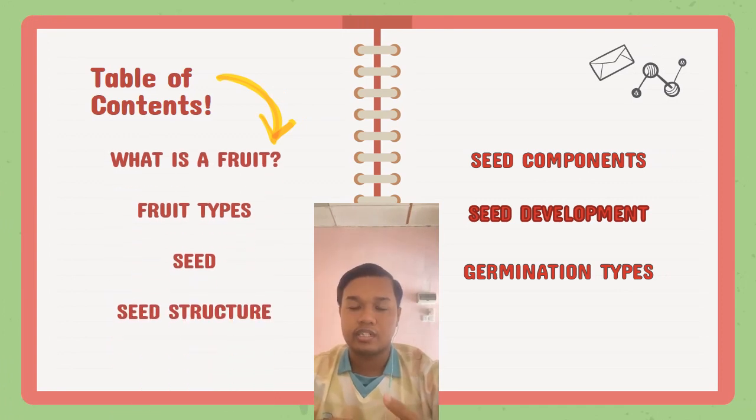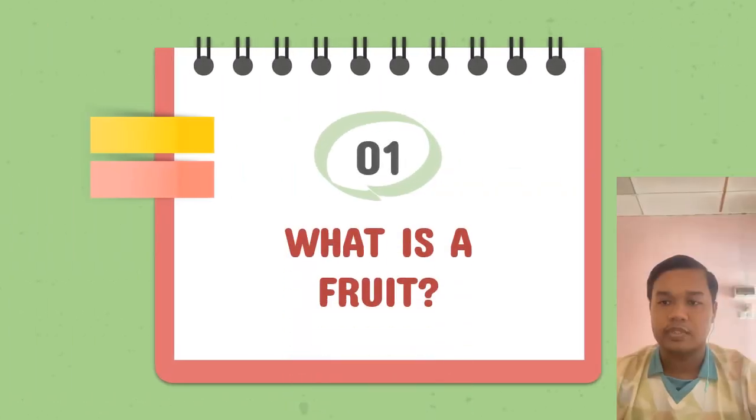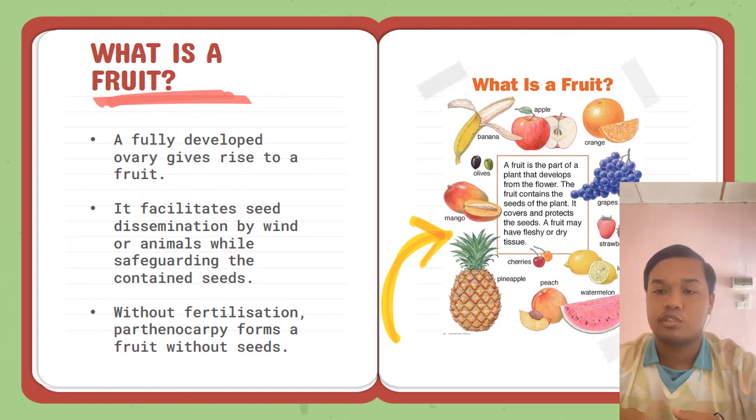Okay, so here are the contents that I'm going to present today, which is what is a fruit and fruit types, seeds, seed structure, seed components, seed development, and germination type. First thing first, I want to talk about what is a fruit. So, what is a fruit?